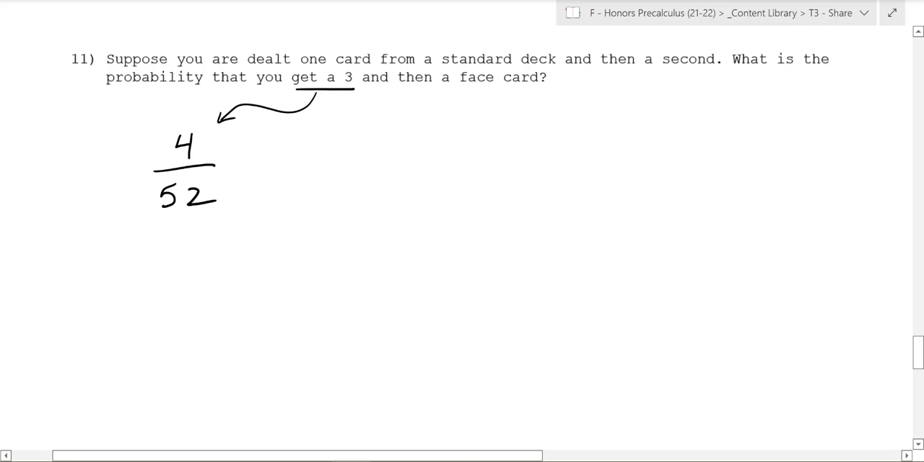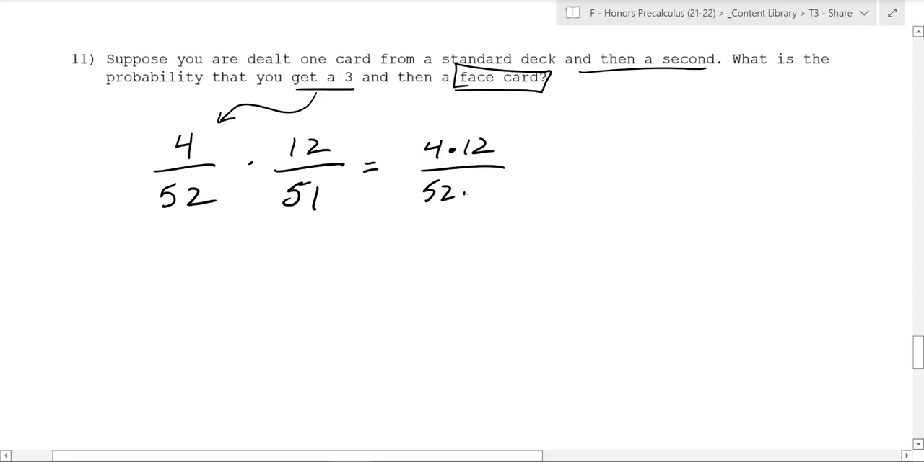But then you're picking the second card from the same deck, because you dealt one card from a standard deck and then a second from the same deck. So how many face cards are there? There's no overlap, 3s are not face cards. So there are 12 face cards, but there are only 51 cards left in the deck because we took the 3 out. So what does that turn into? That turns into 4 times 12 over 52 times 51.